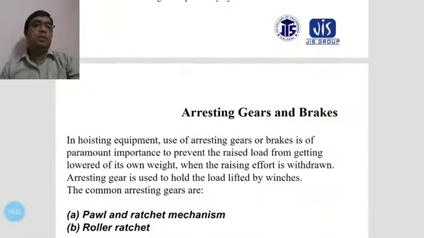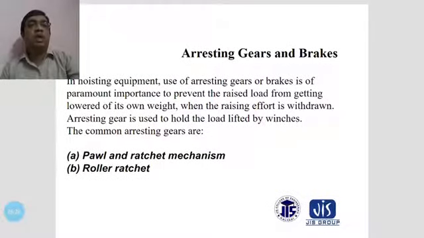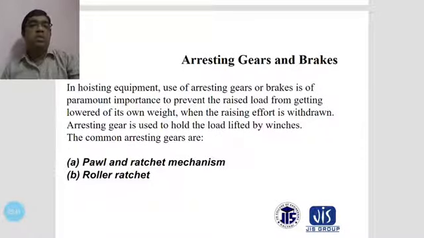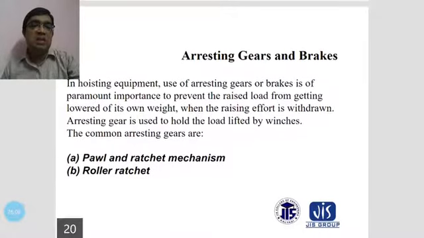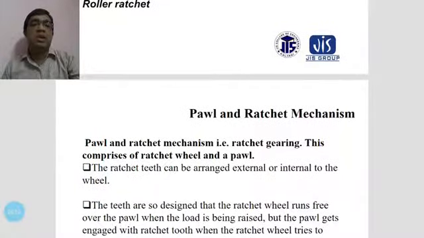Another thing you can see is the arresting gears and brakes. In hoisting equipment, the use of arresting gears or brakes is of paramount importance to prevent the raised loads from falling under their own weight. When the raising effort is withdrawn, an arresting gear is used to hold the load lifted by winches. Basically, the common types of arresting gears are the pawl and ratchet mechanism, and the roller ratchet mechanism also is here. And the pawl and ratchet mechanism is here.